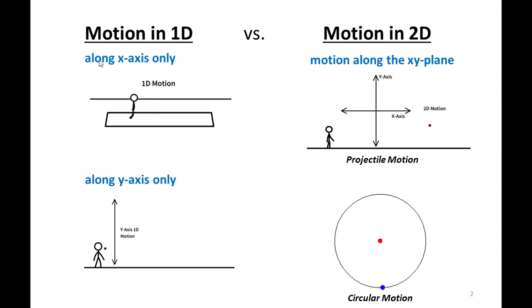So the motion in one dimension, as you can see here, are those motions that are strictly along the x-axis only, or along the y-axis only. So say for example, here motion towards the positive x-axis and towards the negative x-axis. The other type of motion, which is along the y-axis only, is the motion towards the positive y-axis or towards the negative y-axis. Now, for motion in two dimensions, we have here two examples.